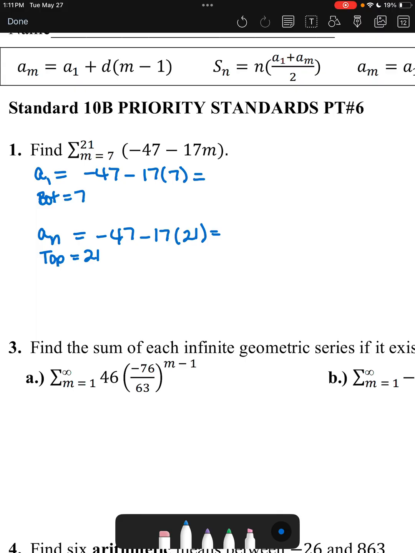Negative 47 minus 17 times 7 equals negative 166. And this one equals negative 404. And so what we're going to do is the sum of the series. Since I just worked with arithmetic, I'm going to do the sum.